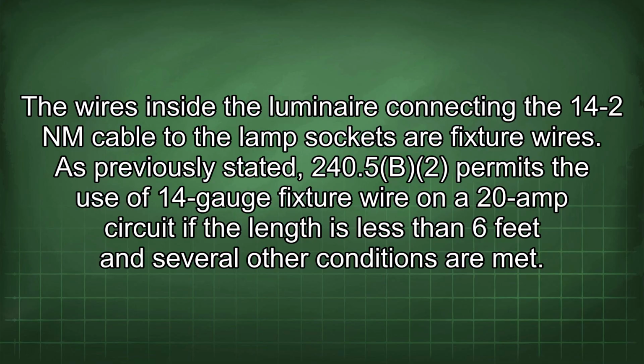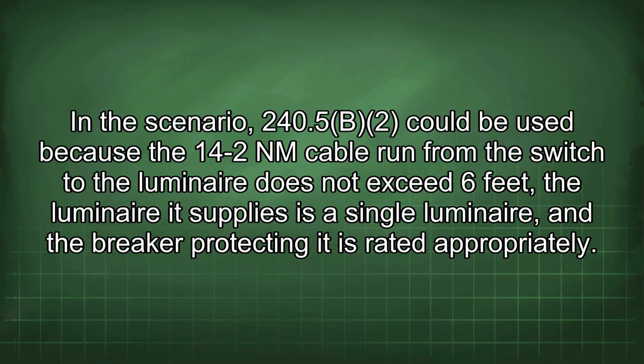As previously stated, 240.5(B)(2) permits the use of 14-gauge fixture wire on a 20 amp circuit if the length is less than 6 feet and several other conditions are met. In this scenario, 240.5(B)(2) could be used because the 14-2 NM cable run from the switch to the luminaire does not exceed 6 feet. The luminaire it supplies is a single luminaire, and the breaker protecting it is rated appropriately.